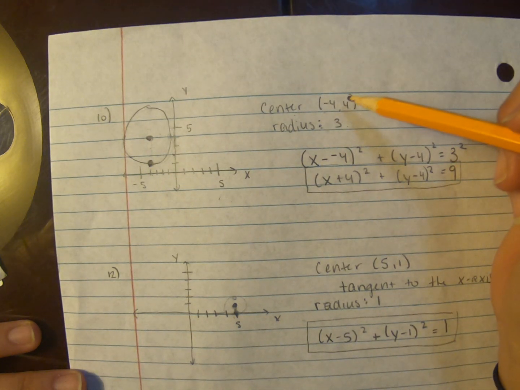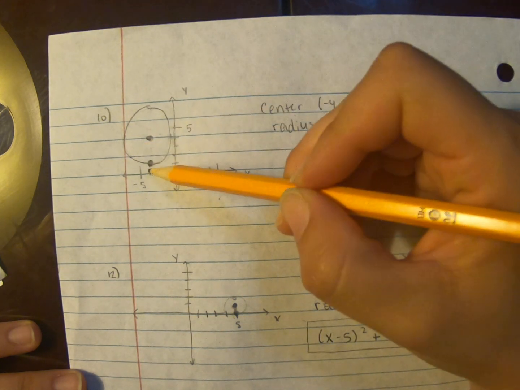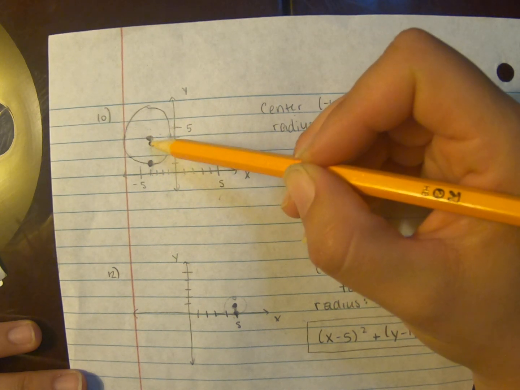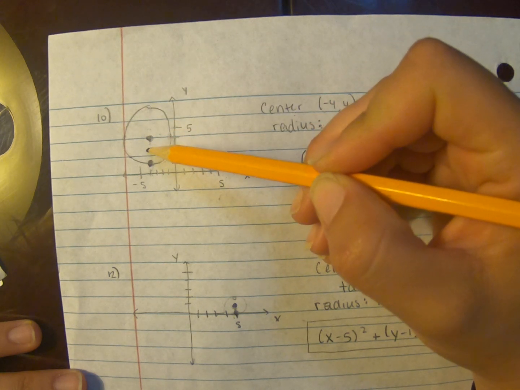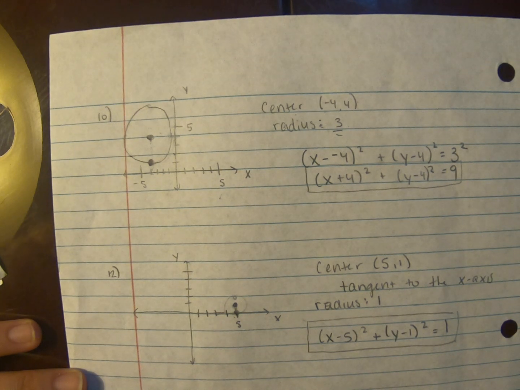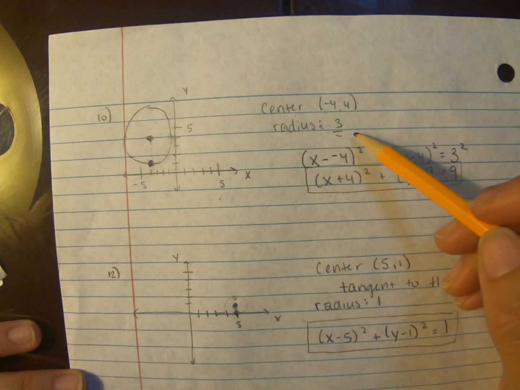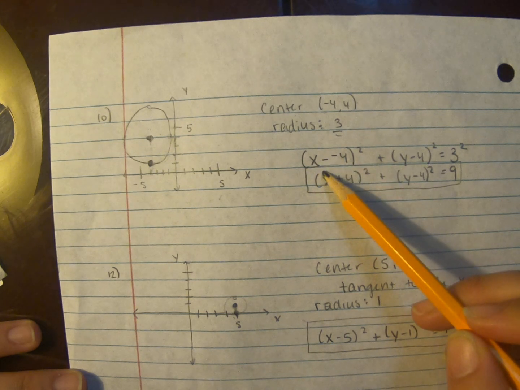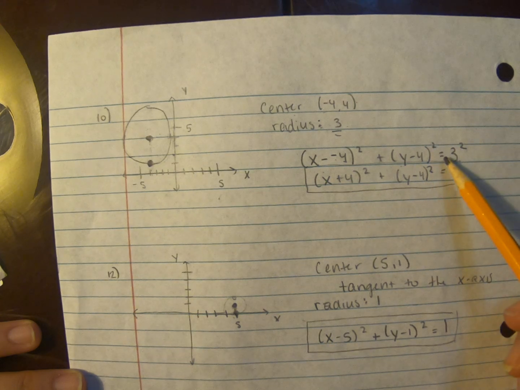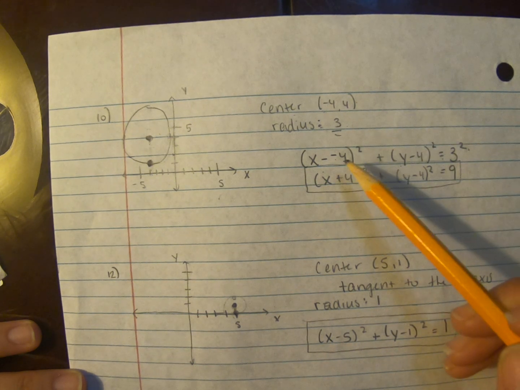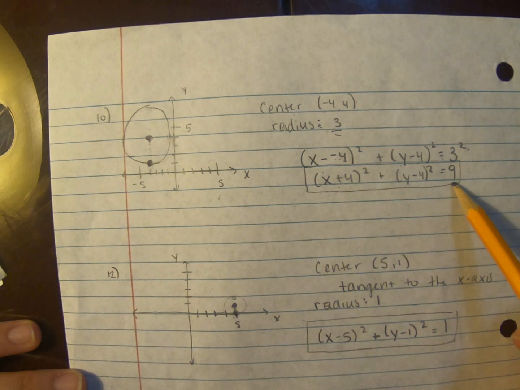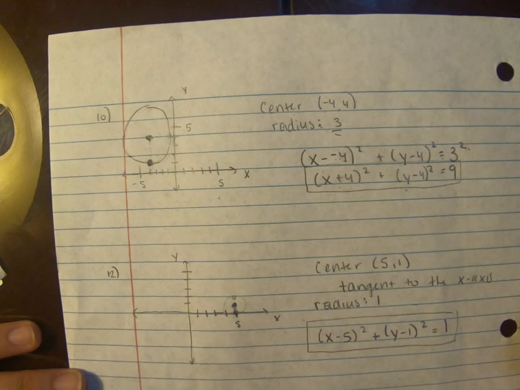So then if the point is at negative 4, 1, and this is the center, if you draw a picture, you can just count how far away it is. It's 1, 2, 3 units away. So that's where we get this radius of 3. So our equation is x minus negative 4 squared plus y minus 4 squared equals 3 squared. Minus a negative will become addition. 3 squared is 9. There's the equation of your circle.